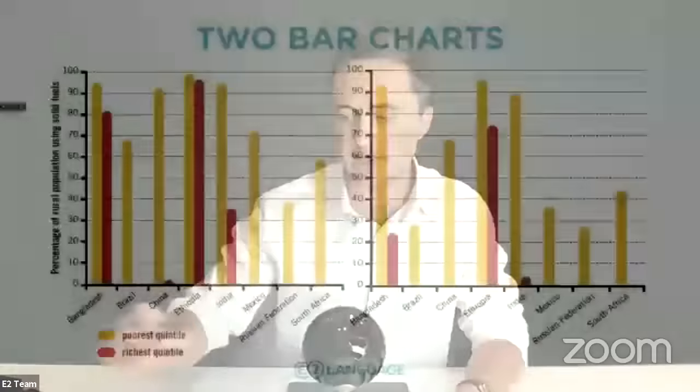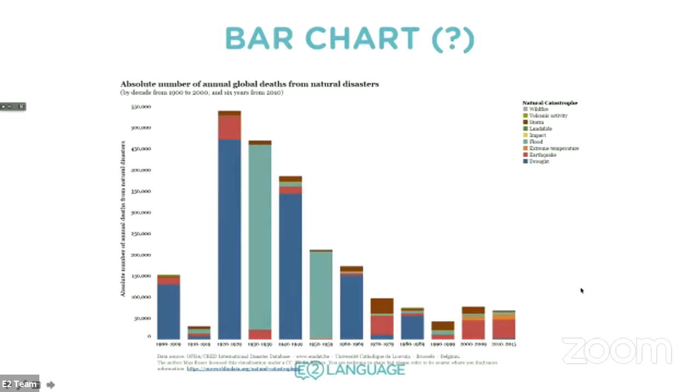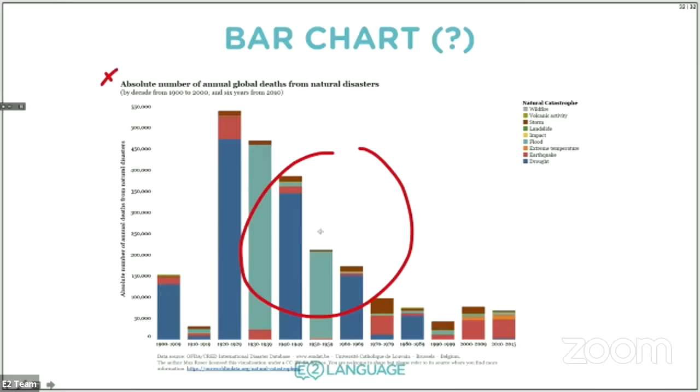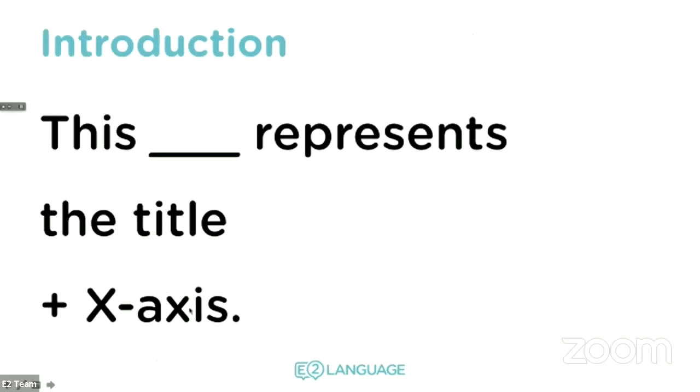Cool. Let's keep going. I'm going to keep introducing these graphs. We've got another bar chart here, and we're going to do the exact same thing. I'm going to say this bar chart represents the absolute number of annual global deaths from natural disasters by decade, including natural catastrophes like wildfire, volcanic activity, and storms from 1900 to 2015. I said this bar chart represents the title, and then I went to the x-axis.